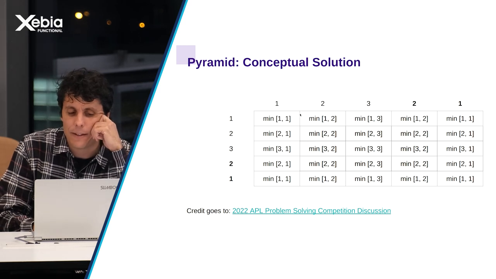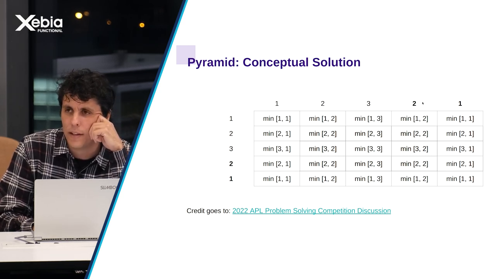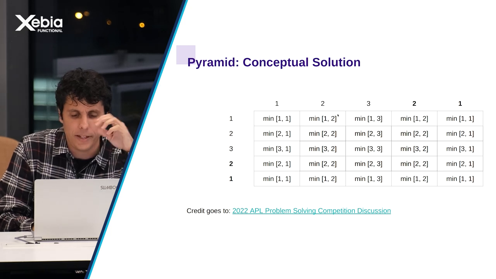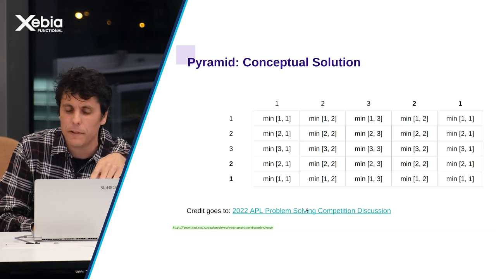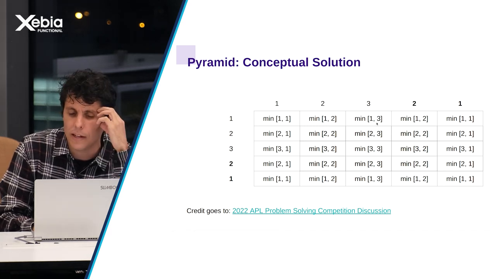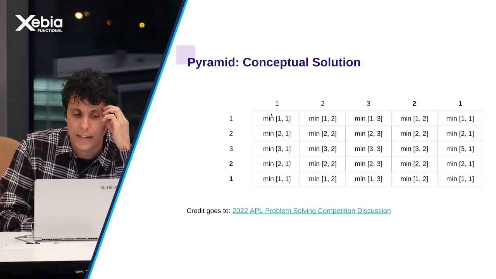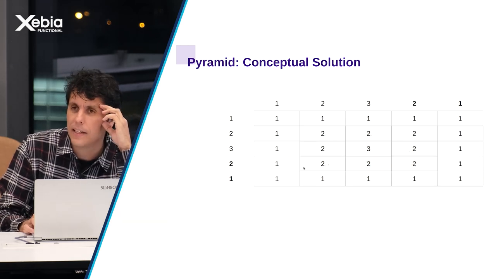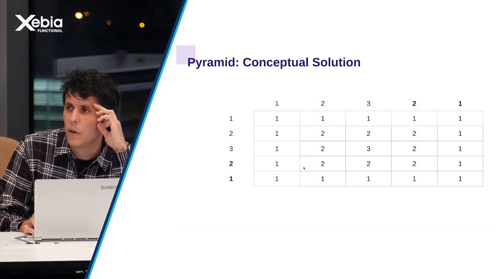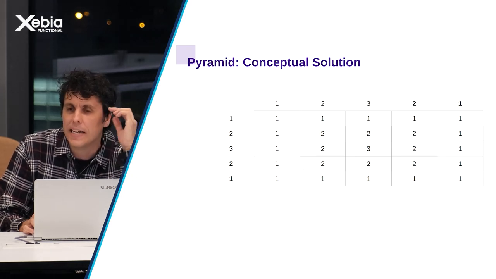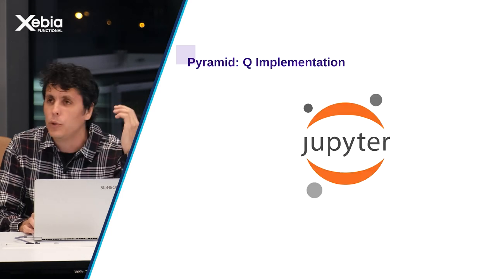The trick is that instead of generating the positions from 1 to 5, we are going to generate 1, 2, 3 to 1. This solution is not my own. The credit goes to the discussion forum of these problems, but I found it very clever, so I like to use it here. Once we have the 1, 2, 3 to 1 here, and the same 1, 2, 3 to 1 there, we can calculate the minimums and we get exactly what we want. This is very tricky, but it is a really nice idea. So we are going to implement it now.